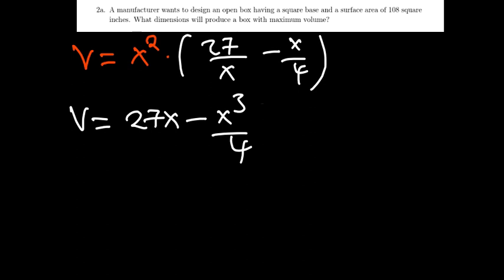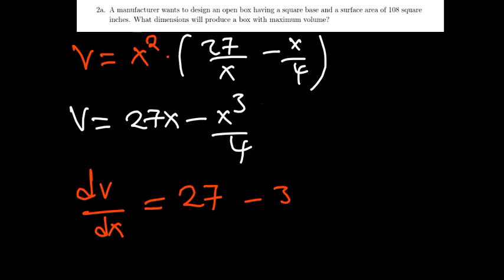So at this point I think we're now able to differentiate. Differentiating our volume with respect to the dimension of a square length, we're going to have 27 for the first part. The other part is going to be 3 over 4. The power reduced by 1, it becomes 2, right?